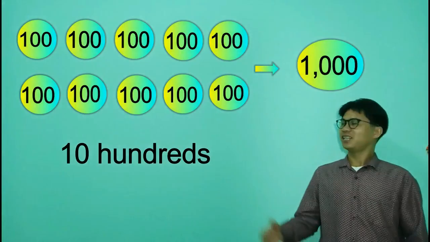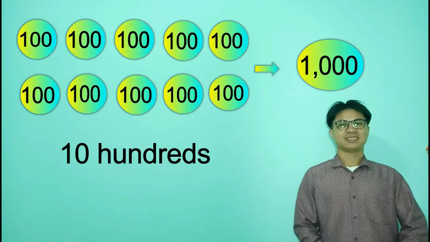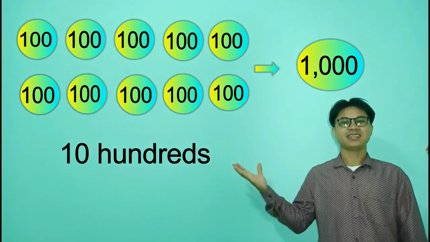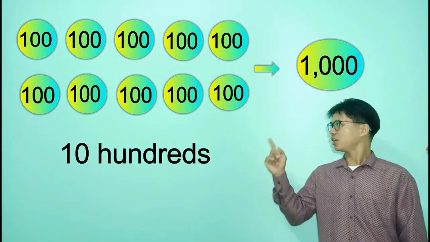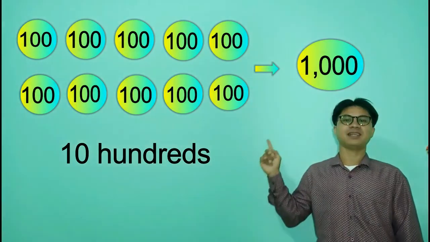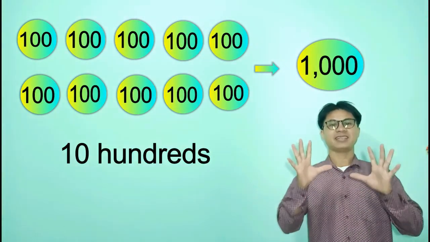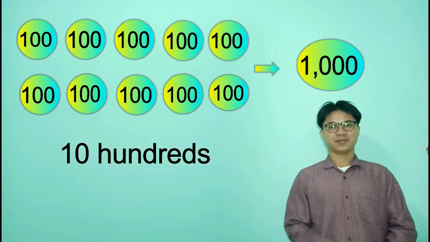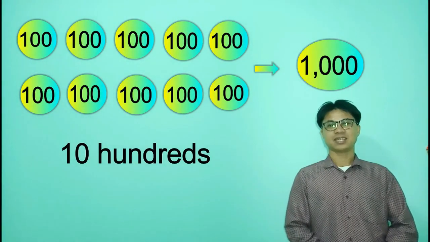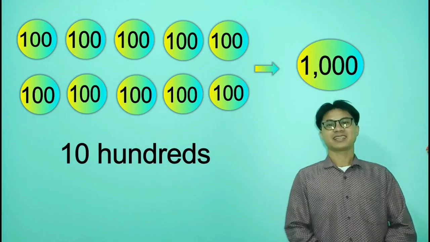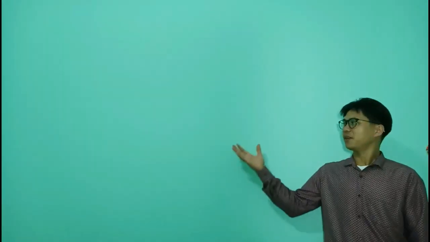Okay, so another one here. So how many 100 here? There are 10 hundreds. So 1, 2, 3, 4, 5, 6, 7, 8, 9, 10. So there are 10 hundreds. So if you add this 10 hundreds, the total is 1,000.